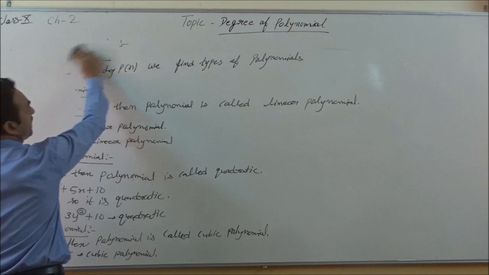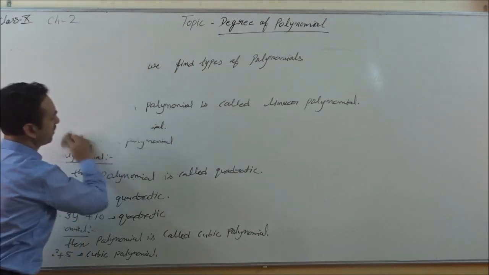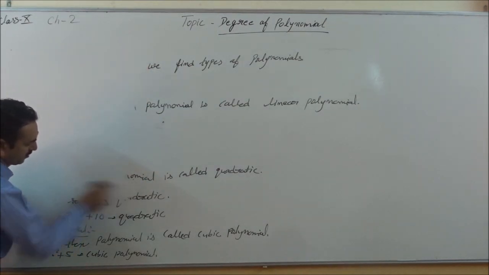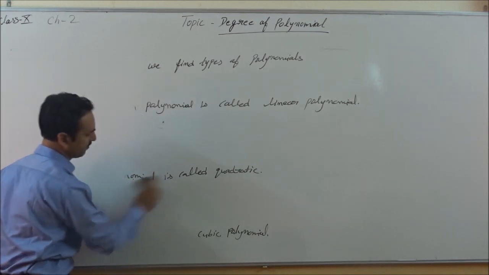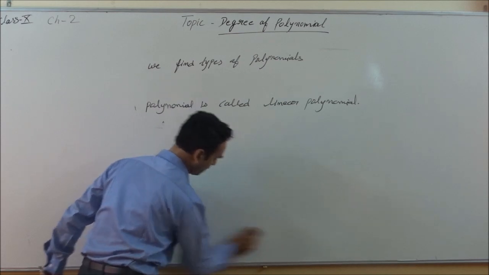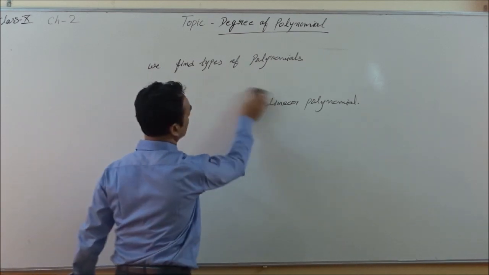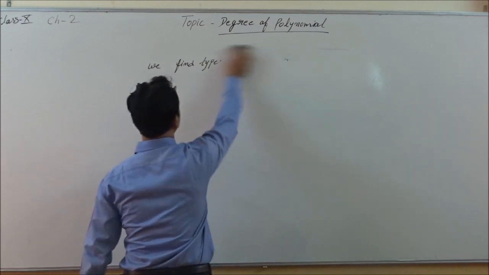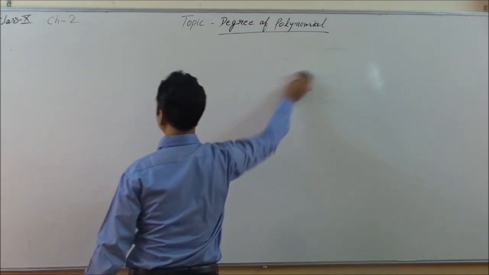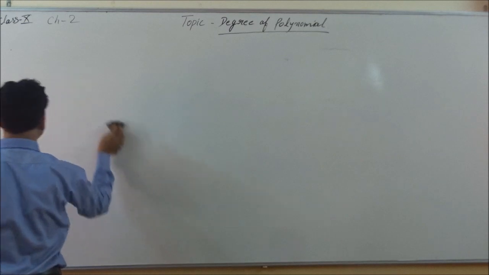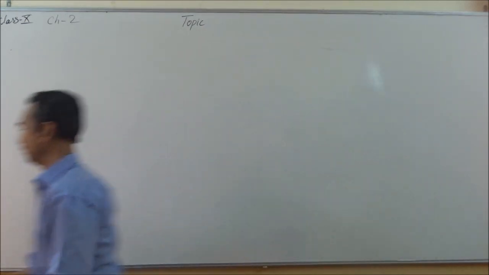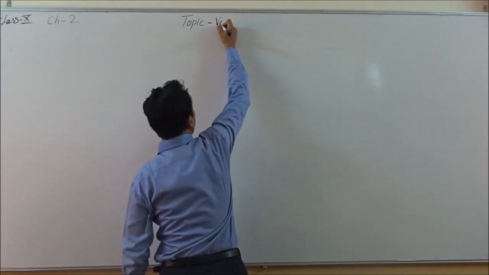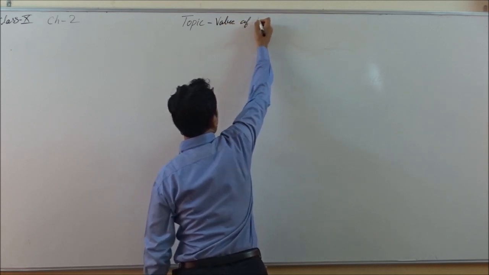Now we will learn about the next topic, which is the value of a polynomial. You have learned about this topic in the previous class. In the previous 9th class you have understood this topic, but we will revise. So the topic is the value of a polynomial.